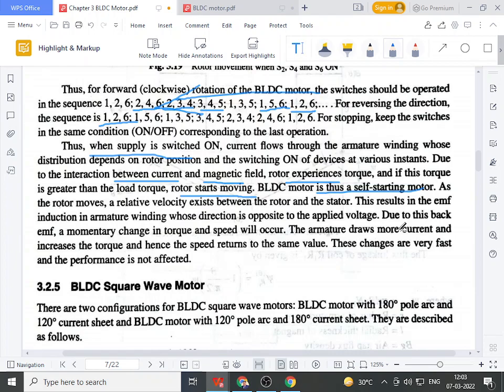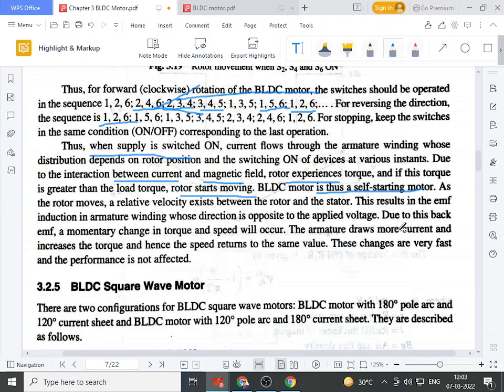The supply is 3-phase, but that is actually a DC motor. So if the armature or rotor rotates, there will be a certain amount of EMF induced inside the armature winding, and the EMF which is induced inside the armature winding is in the opposite direction to that of the terminal voltage. So whatever EMF is induced inside the armature winding, in the opposite direction to the terminal voltage, is generally known as the back EMF in case of a DC machine.